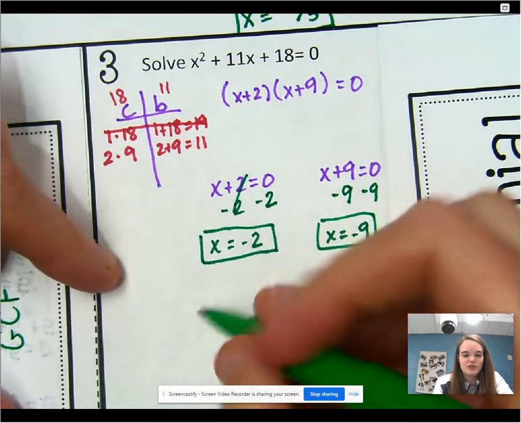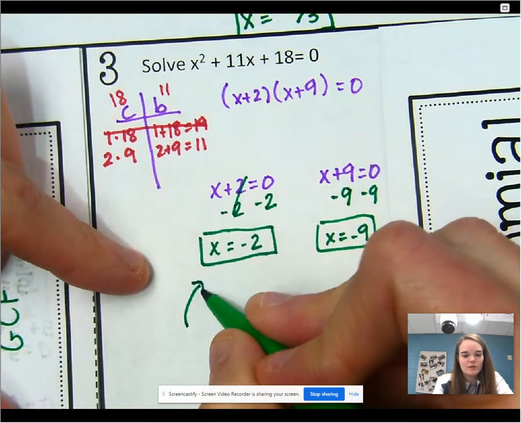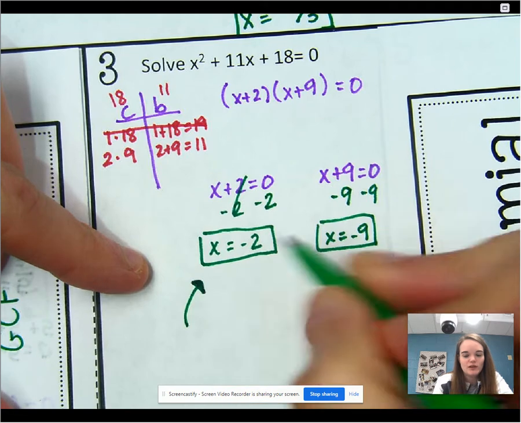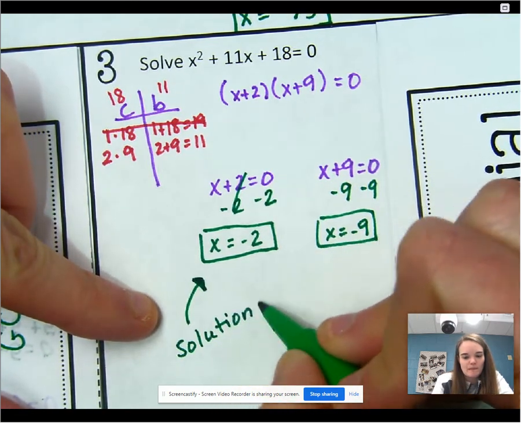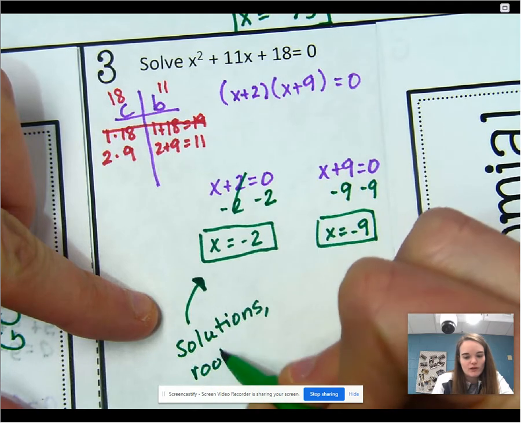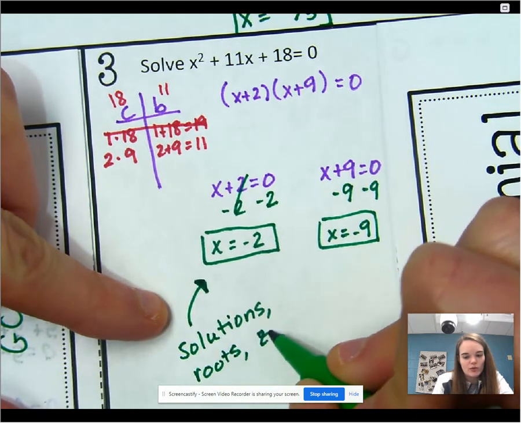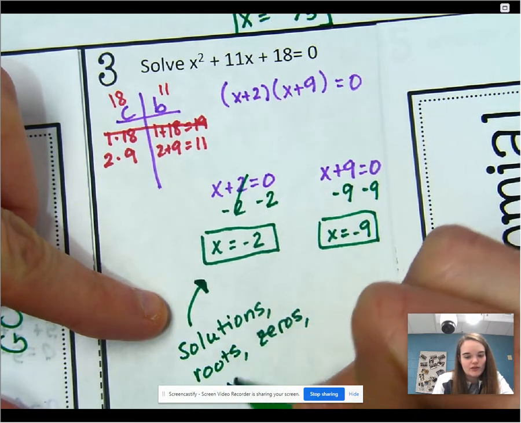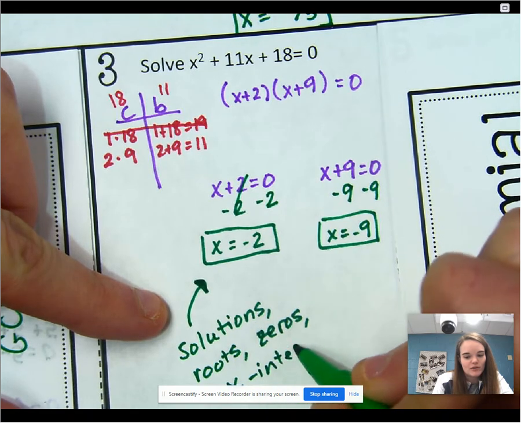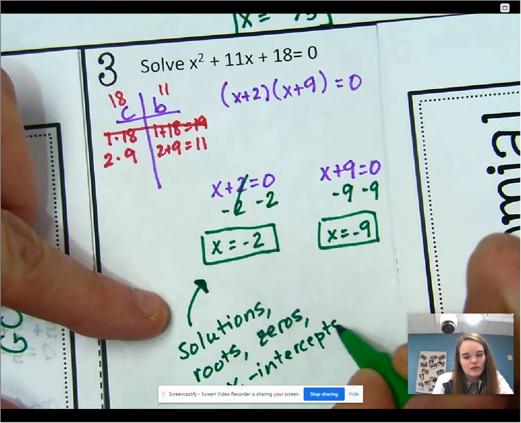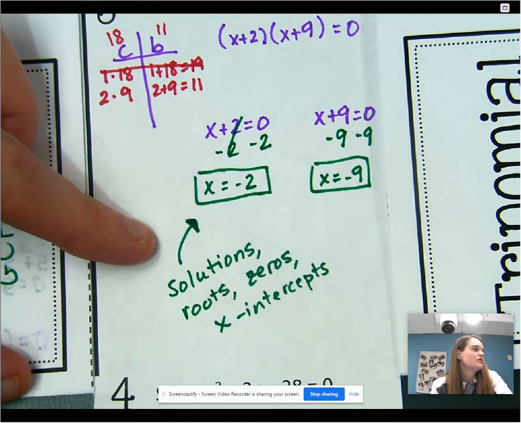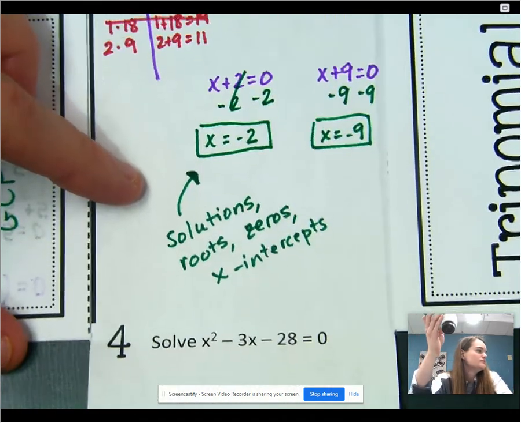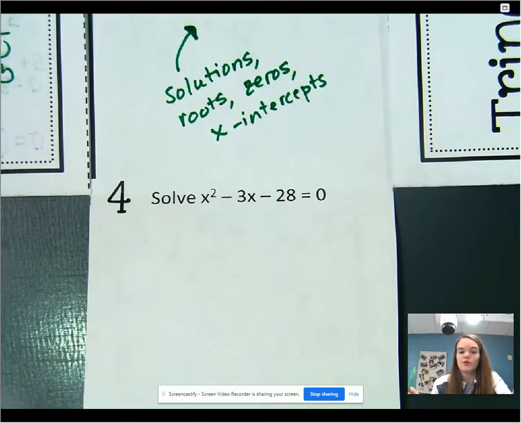By the way, just to get you in the mindset of what we're going to be talking about, anytime you see solutions, roots, zeros, or x-intercepts, it's talking about these. Solutions, roots, zeros, x-intercepts. It's talking about these. Okay, pause the video, factor number 4, and solve it.